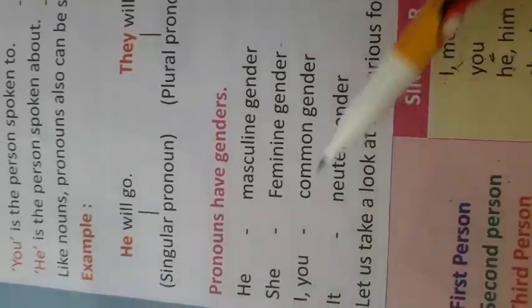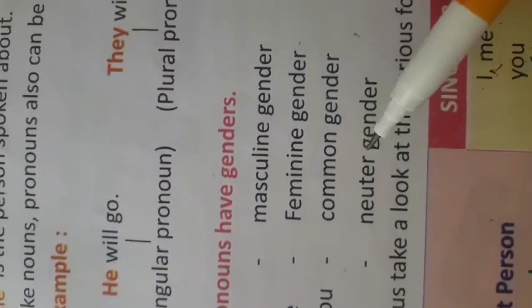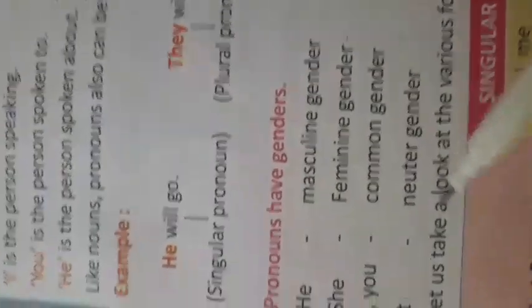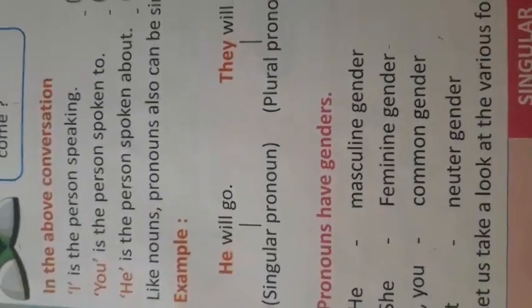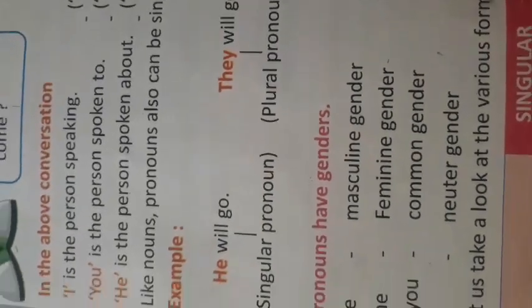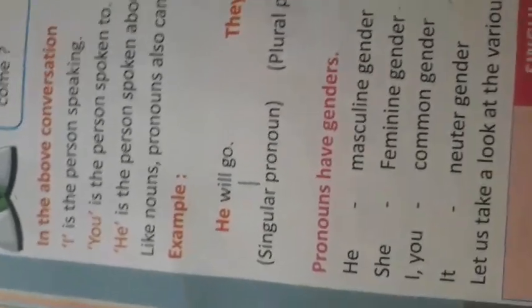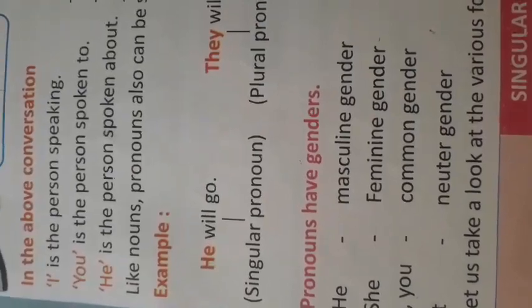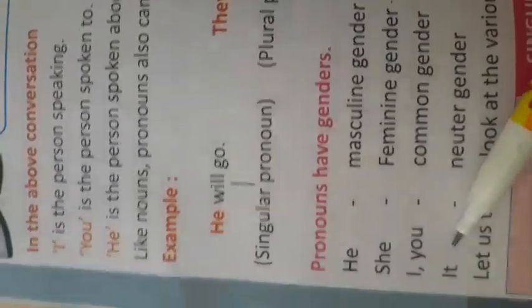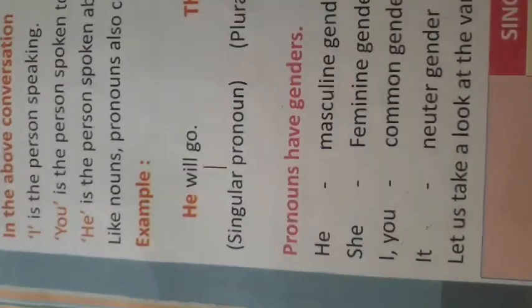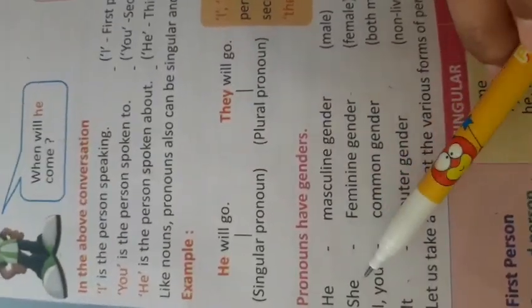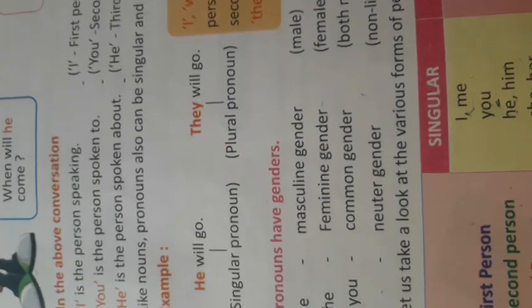I and you is the common gender. It is used for both male and females. It refers to the neuter gender, means it is the pronoun which is used for the non-living things, or for the animals. For the non-living things and for the animals we use the pronoun it. He we use for the males, she we use at the place of a females.